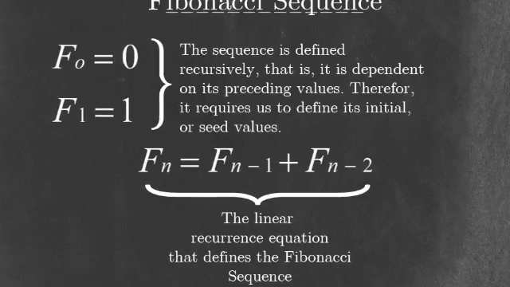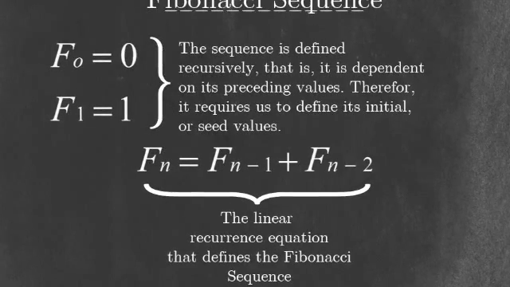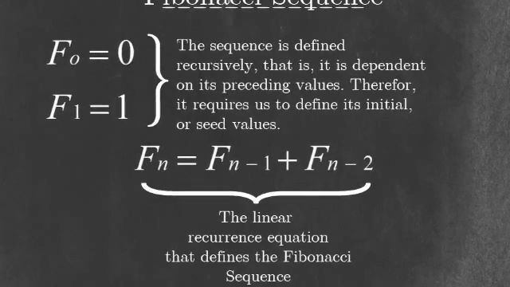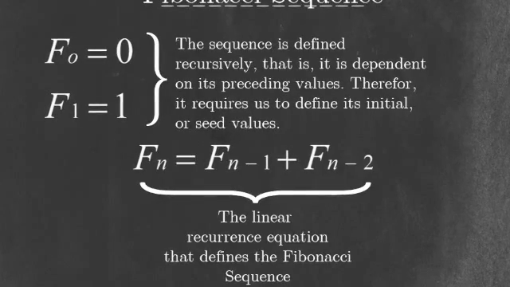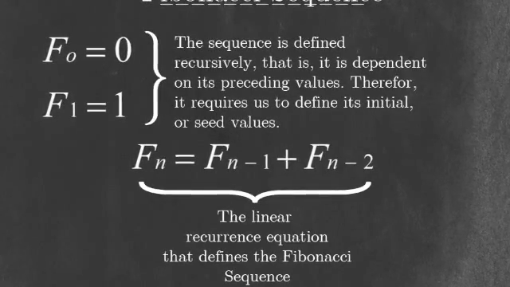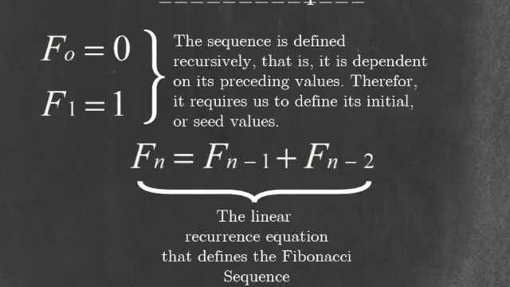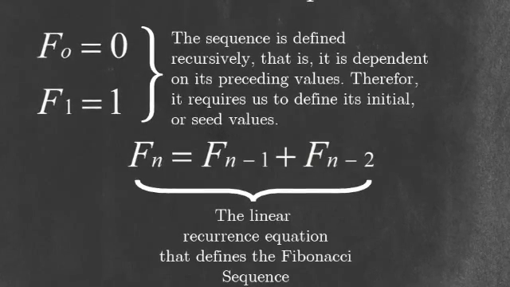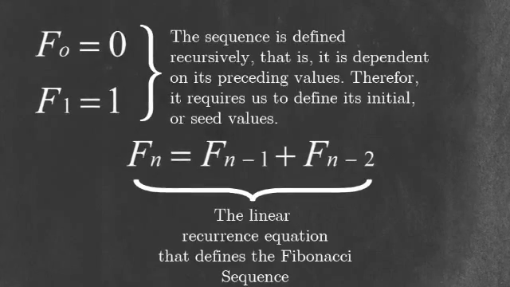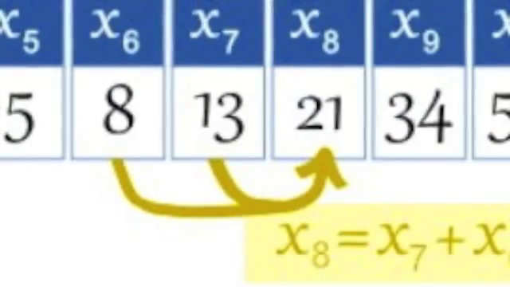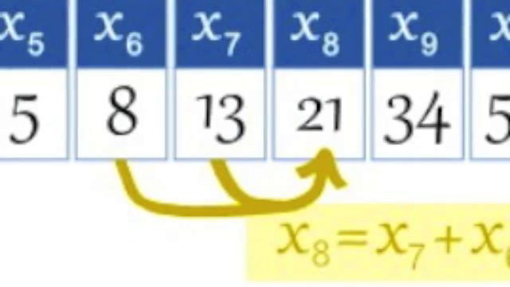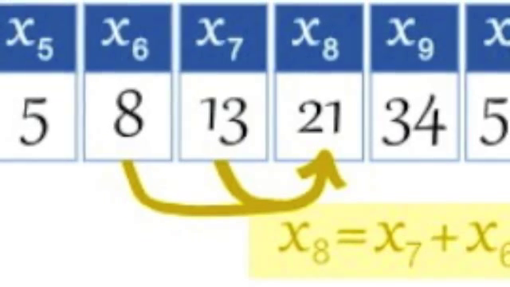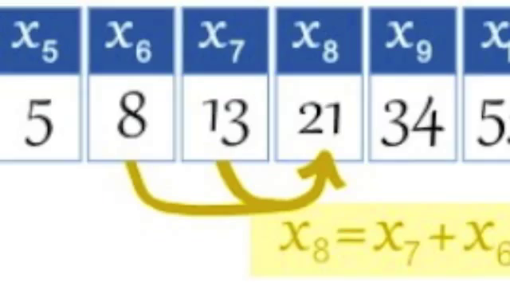The Fibonacci sequence is defined by the fact that it is dependent on its preceding values. Therefore, it requires us to define its initial values, defined by the equation that f of n equals f of n minus 1 plus f of n minus 2. This is a linear equation, and this is what defines the Fibonacci sequence. In other words, to find a value in the Fibonacci sequence, you add the sum of the two numbers preceding that value, just as you see in this example here.